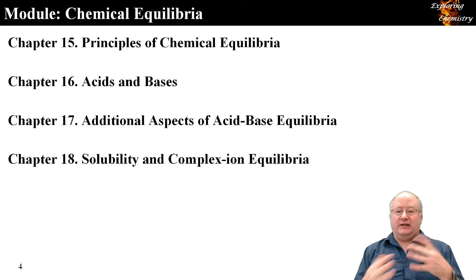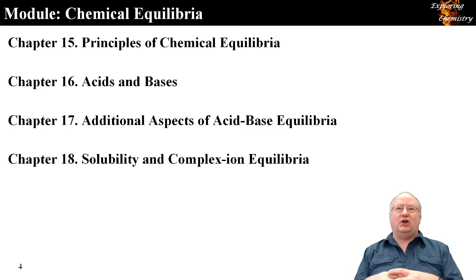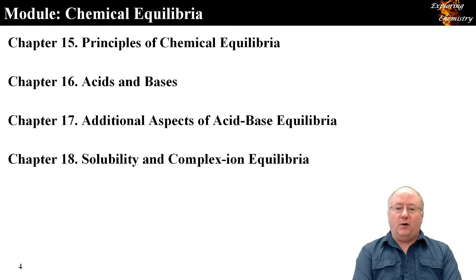Chapter 17, the additional aspects, deals more with things like buffers and titration curves, more advanced concepts of acids and bases, because it's stuff that you're going to see in the laboratory experiments that you do. So that's kind of what we're going to be doing, and this is actually going to take us 12 classes, the next 4 weeks. Next 4 weeks we're going to be spent on this module.